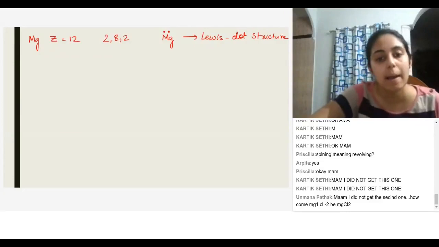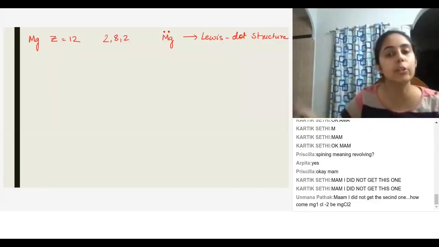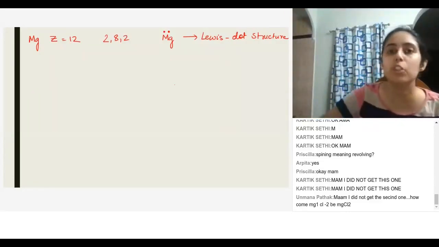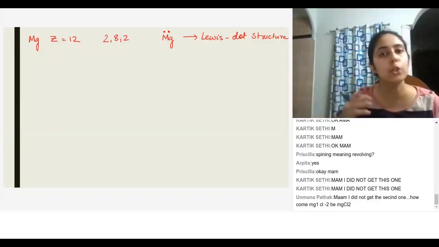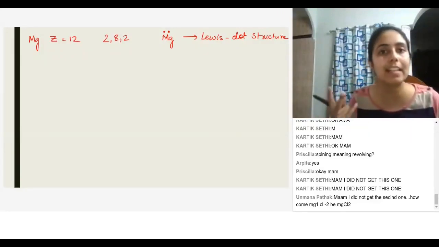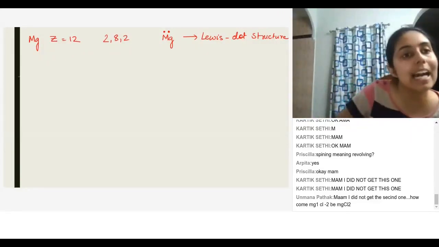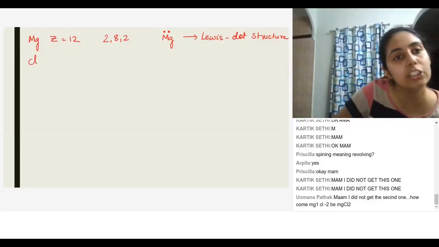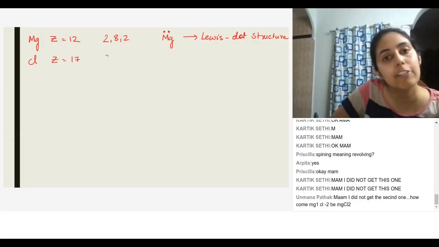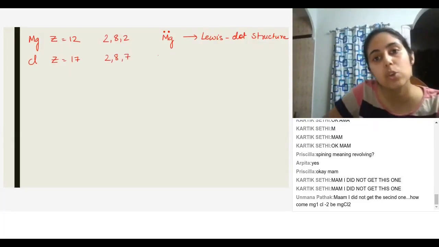All right, so I'm going to write the Lewis dot structure of magnesium. It is 2 dots because there are 2 valence electrons. Similarly, I'll draw the Lewis dot structure for chlorine. Chlorine has atomic number 17. Its electronic configuration is 2, 8, 7.